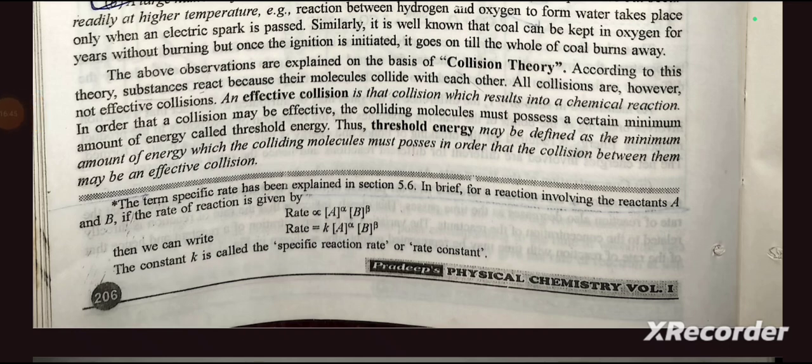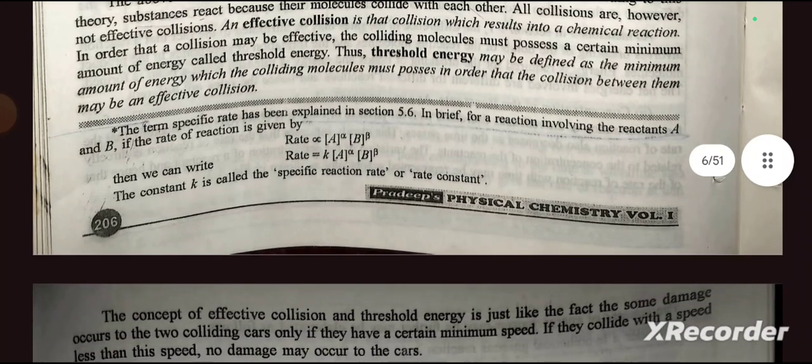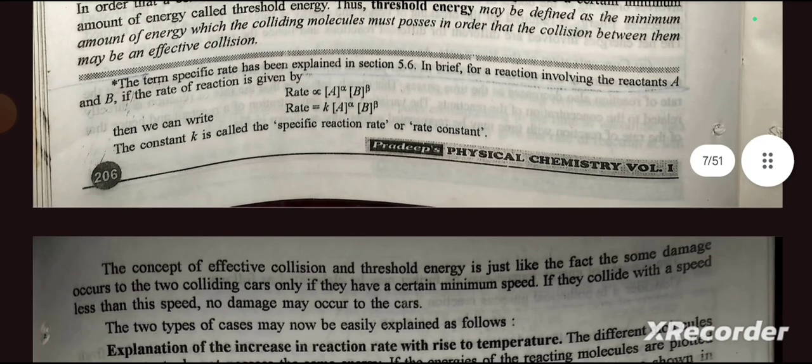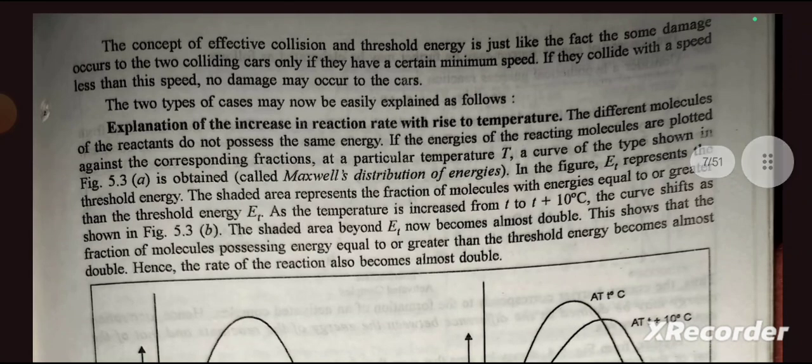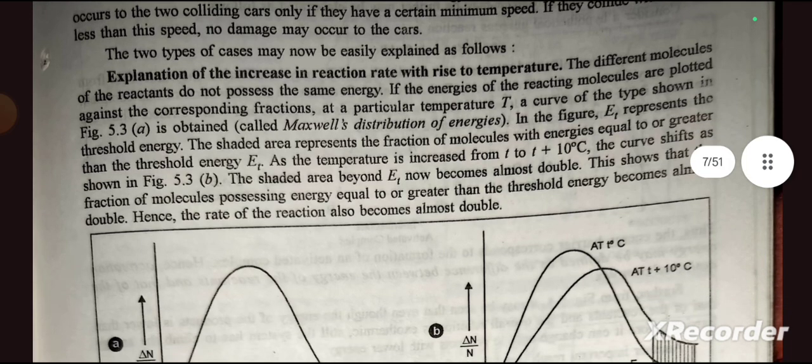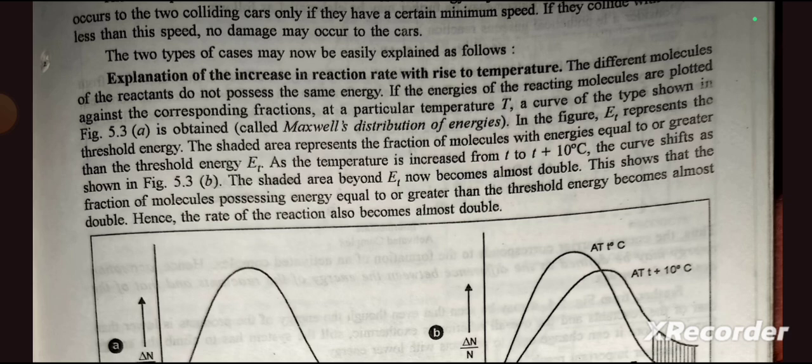Threshold energy may be defined as the minimum amount of energy which the colliding molecules must possess in order that the collision between them may be an effective collision. The concept of effective collision and threshold energy is just like the fact that some damage occurs to two colliding cars only if they have a certain minimum speed. If they collide with a speed less than this, no damage may occur to the cars. The two types of cases may now be easily explained as follows.